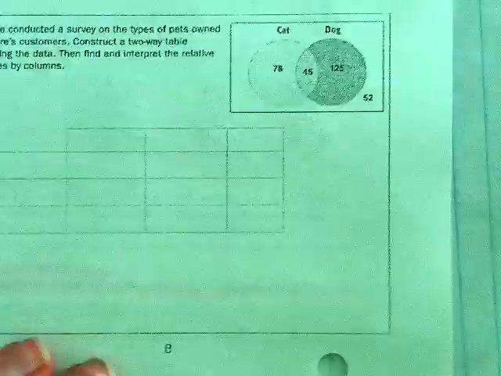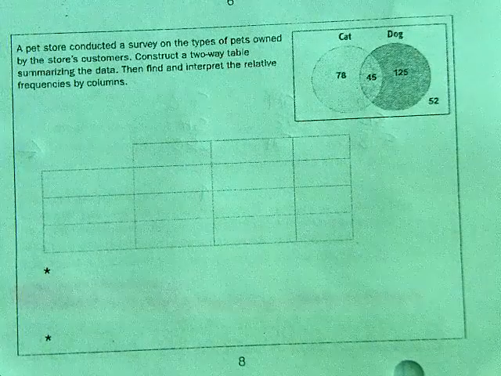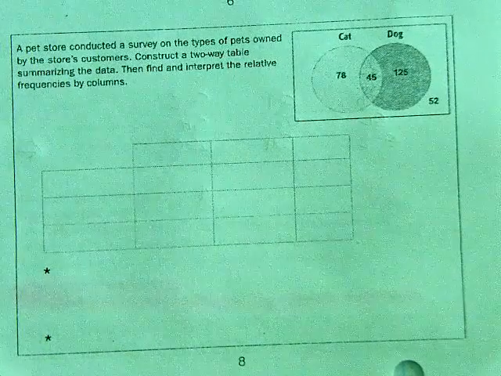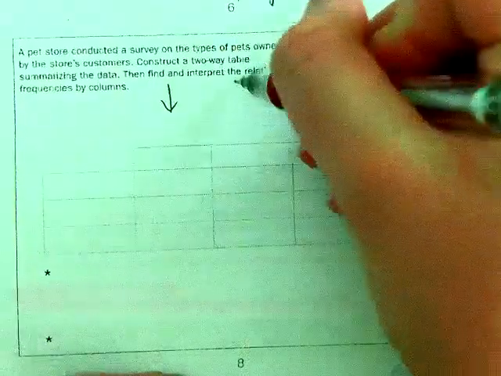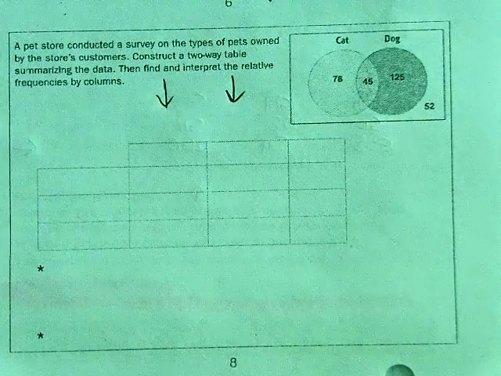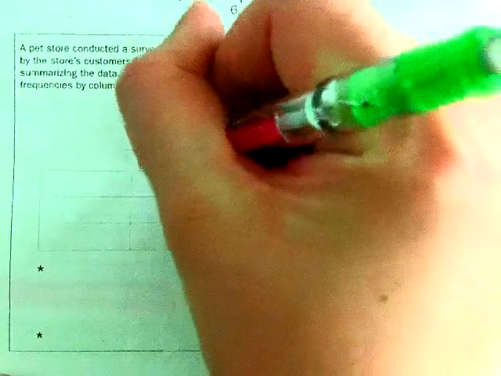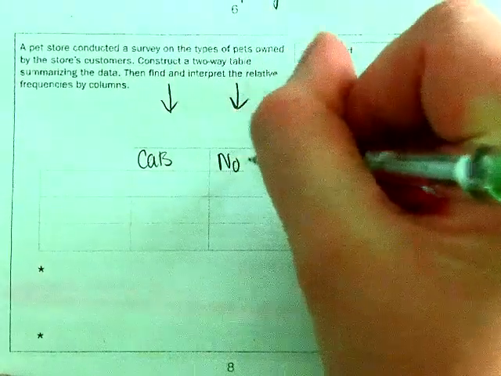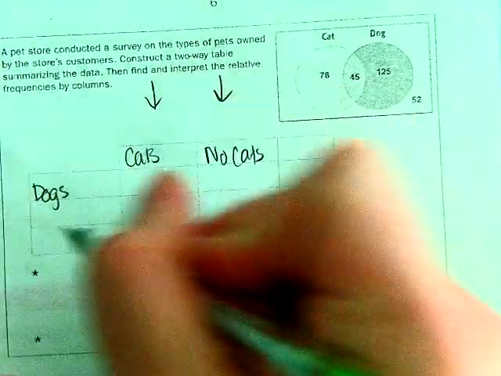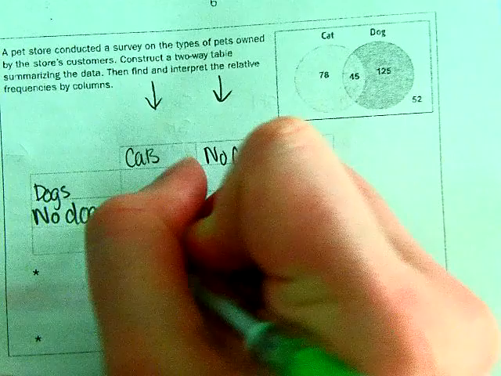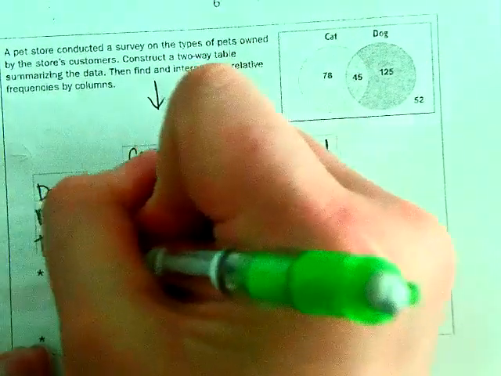Okay, last but not least, slide 8. A pet store conducted a survey on the types of pets owned by the store's owners. Construct a two-way table summarizing the data, then find and interpret the relative frequencies by columns. So these are your columns, and it doesn't tell us which one to put where on your homework. It'll tell you if I want you to put cats and dogs, or this will be labeled for you. But if you have cats here, you're going to have no cats in the other column. If you have dogs in the row, then you're going to have no dogs in the other row. And then the last column and the last row are always the total.